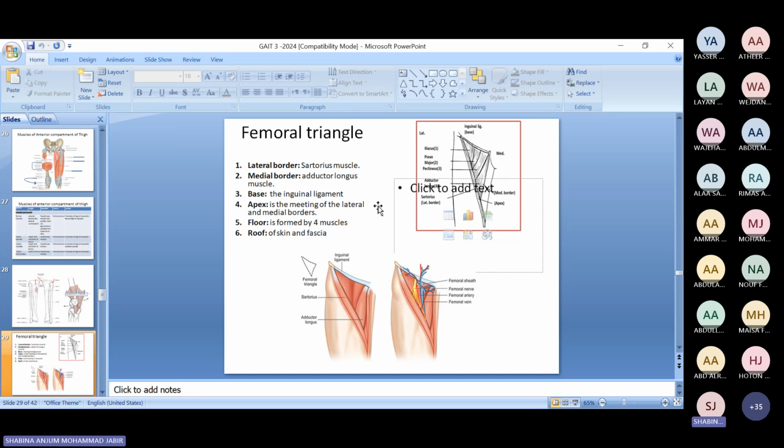Where is the base? This is the base, which is formed by the inguinal ligament. Where is the apex? It is the meeting point of the lateral and medial borders. The roof will be formed by the skin and fascia. So when you cut the skin and the fascia, you will see this type of triangle, which has the sartorius, adductor longus, and inguinal ligament as the boundaries.